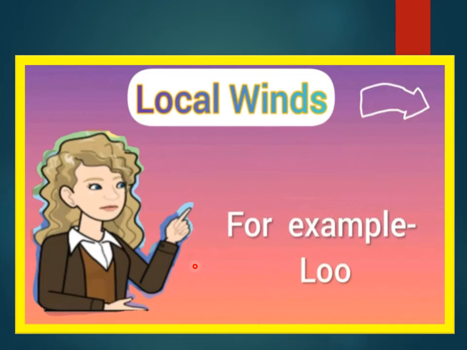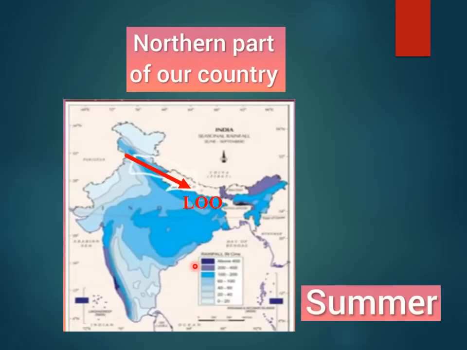Another example of local winds is the loo. Now the loo blows in the northern part of our country, especially during summers. Okay, so it's only during the summer season that we have these hot winds, which are called loo, which blow in the northern part of our country.